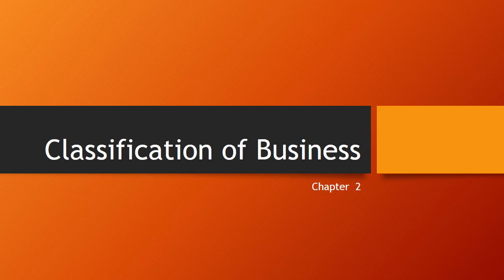Today we're going to cover the second chapter, that is classification of business. Now, if we remember, back in chapter number 1, we covered the definition of a business, which is basically to identify the customer's wants and provide them with goods and services that satisfy those wants.